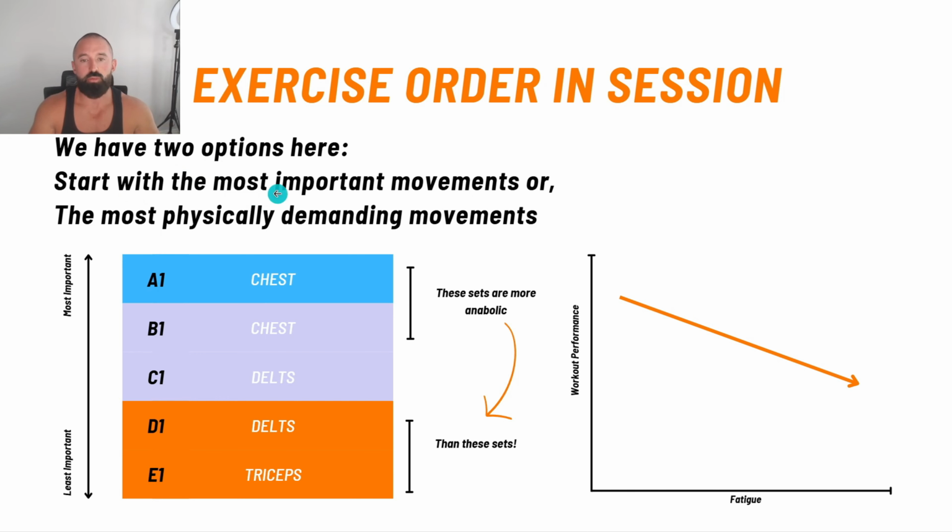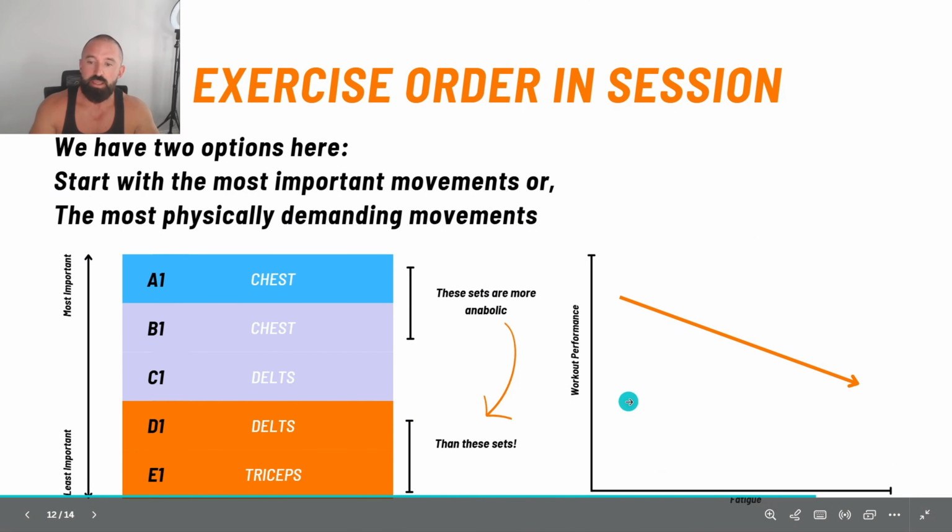We want to start with the most important movement of the program or the exercise. So let's say the emphasis is on the chest. We're going to put the chest at the start of the workout because we don't want to put it at the end where we're going to be fatigued, because then it becomes not as effective. Because as you can see here in this diagram, as the workout goes on and as fatigue starts to mount, workout performance starts to drop.